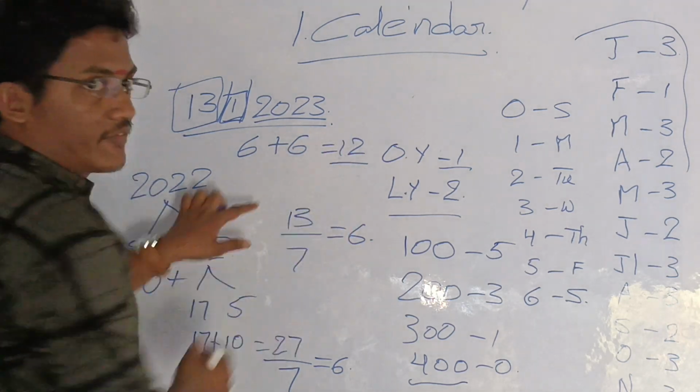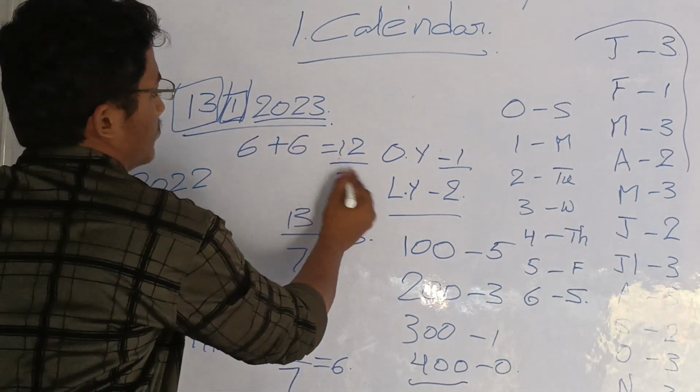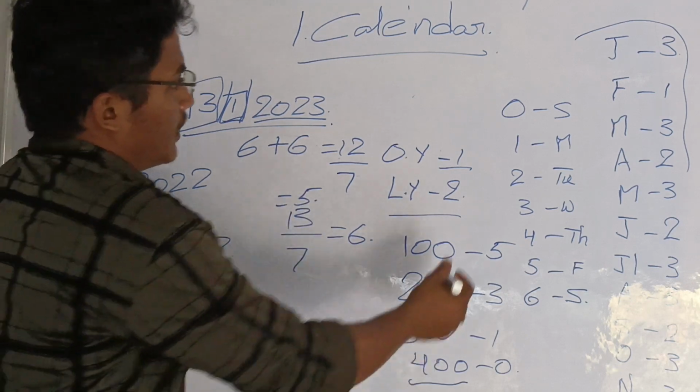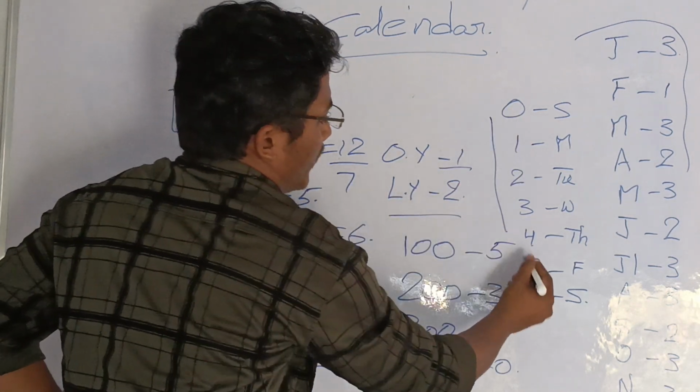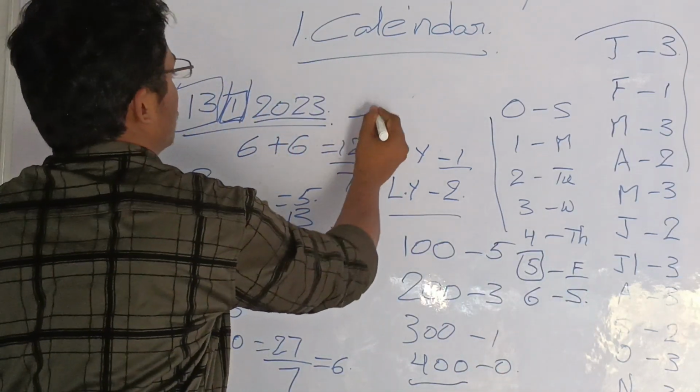Again, it exceeds 7. So divide it by 7 to get how many odd days are there. Total 5 odd days. As we see here, 5 means Friday. So today is Friday.